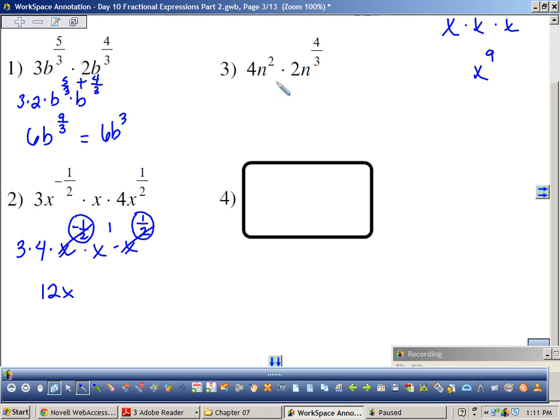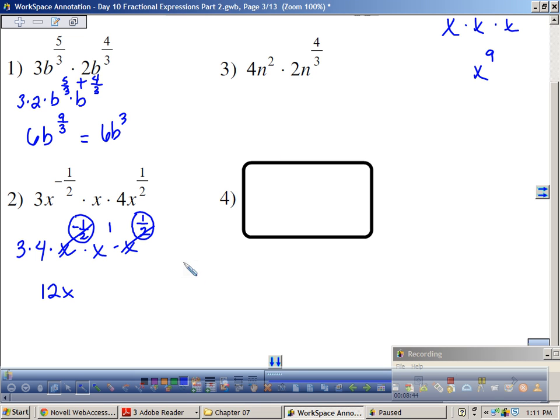Here's another one. Okay, same as the last ones that you did on the homework. It's one of those things where you just got to practice it. This -1/2 and +1/2 is x to the 0. Anything to the 0 is 1. Got it? Okay. So this is 4 times 2, which is 8. And n squared times n to the 4/3.